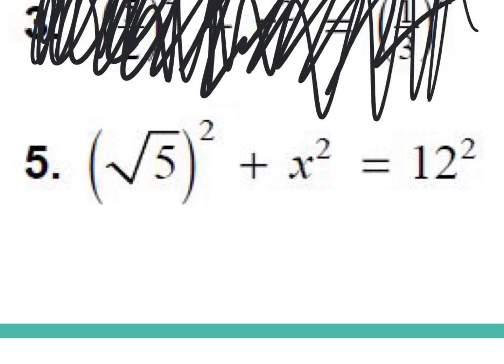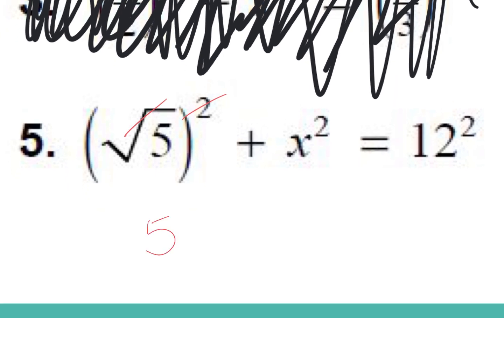Guys, what did we say canceled out? Square roots and squareds, correct? Do we have a square root that's squared here? What happens when they cancel? You just get 5. So this is 5 plus x squared equals, what's 12 squared? 144.